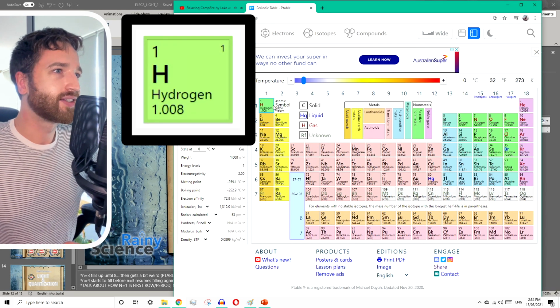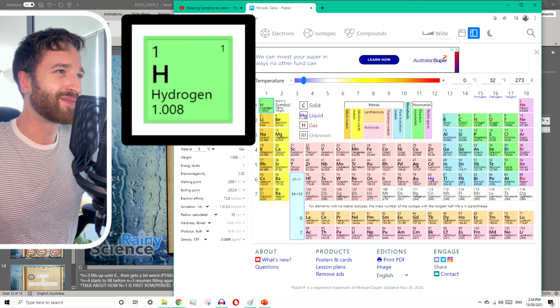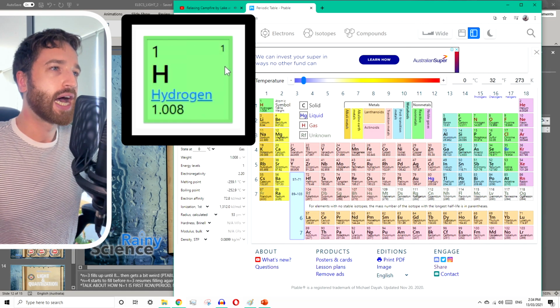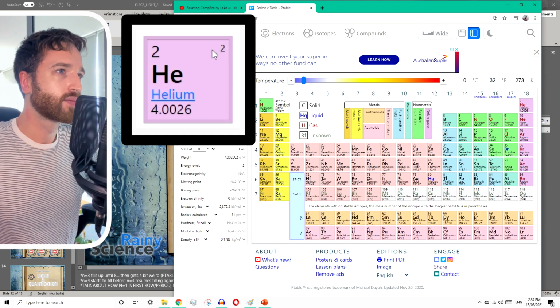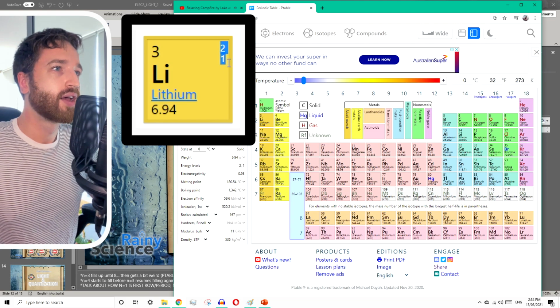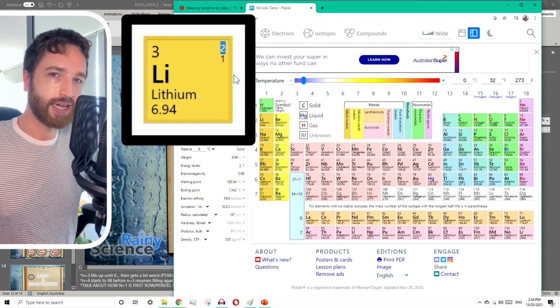And I hope you can see this. This is really cool, I think. But see the massive hydrogen square here? See how it's got a 1 in the top right? And I move to helium, now it's got a 2. Move to lithium, it's now 2, 1. So that is the amount of electrons in n equals 1.